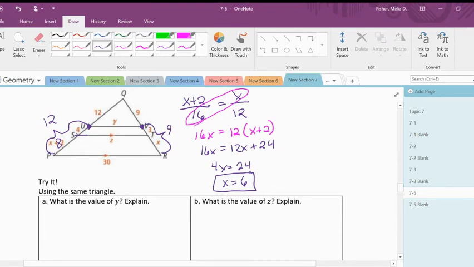And if that is a midpoint, then we know that this line will be parallel to this line, and we also know that y is going to be half of 30. And so we know that y equals 15. How do we find the value of z?